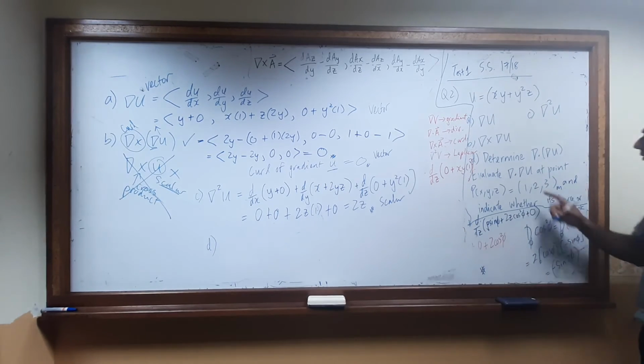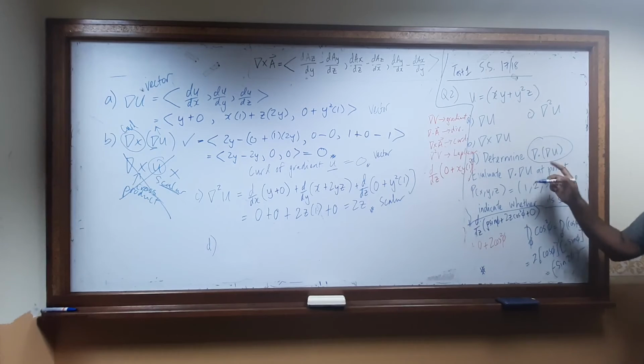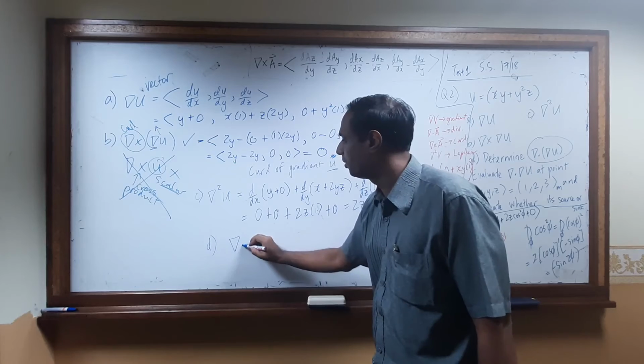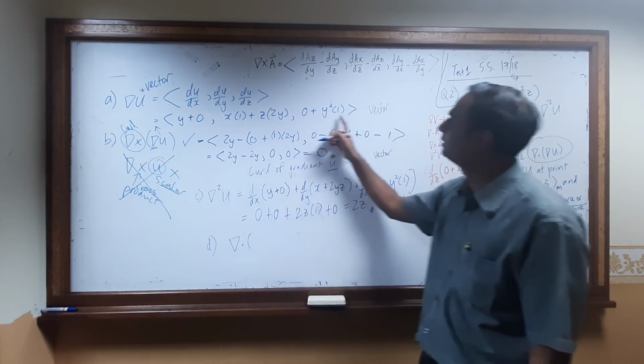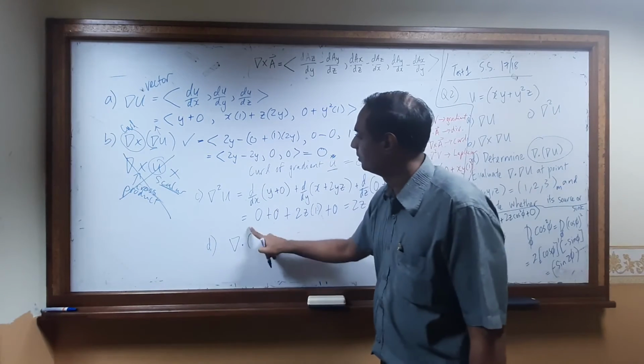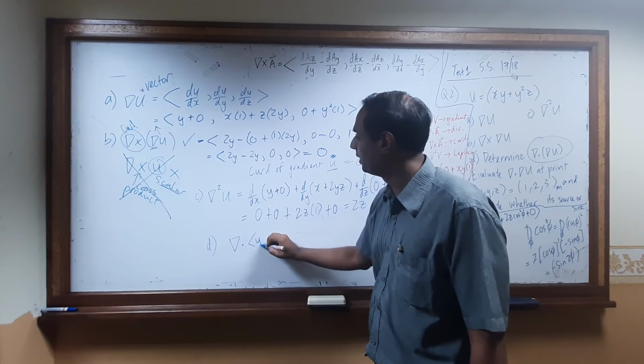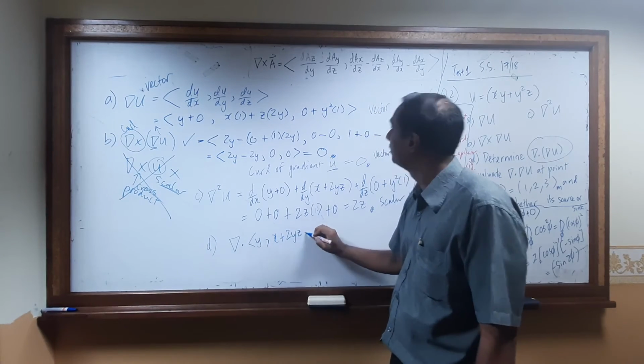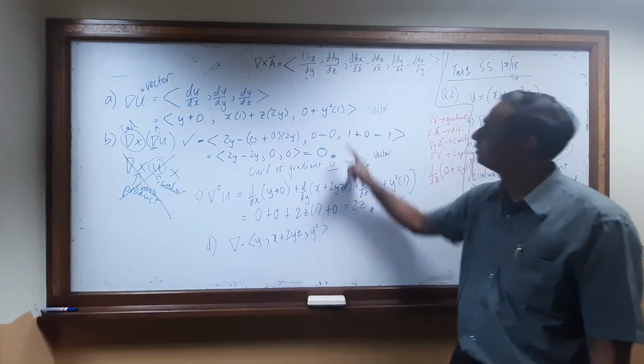So next part, we are supposed to do this operation, divergence of del u. So divergence of del u. What is del u? This is my del u. So my del u is in terms of y, x plus 2yz, y squared.